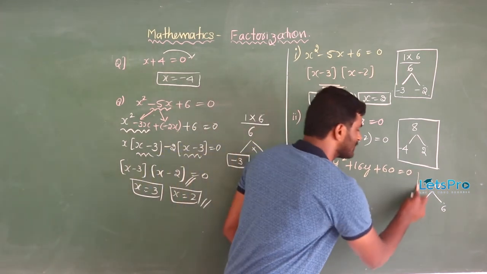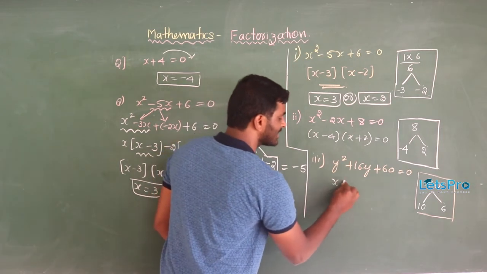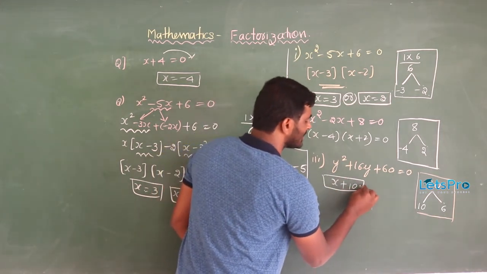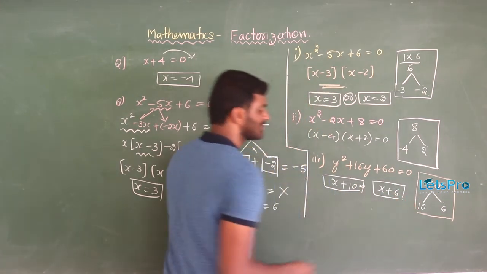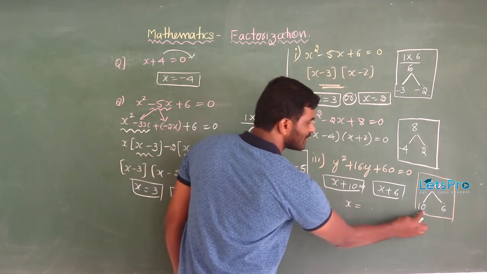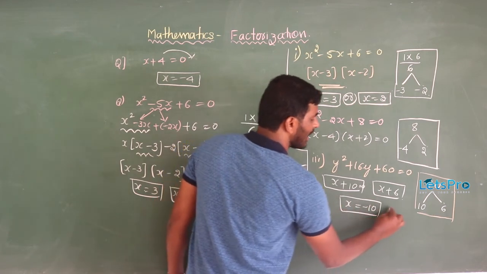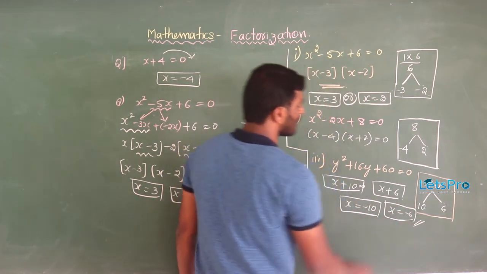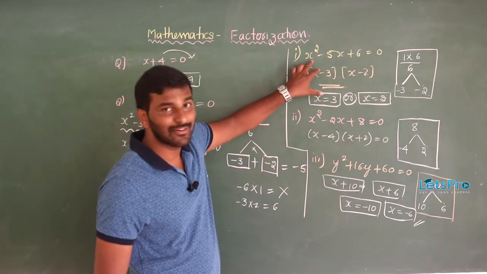Hence, which are the two factors? It's very simple. The two factors are x plus 10, that is equal to 0, and x plus 6 is the second factor. Which are the two solutions? We can write x is equal to minus 10, and x is equal to minus 6. Finish.